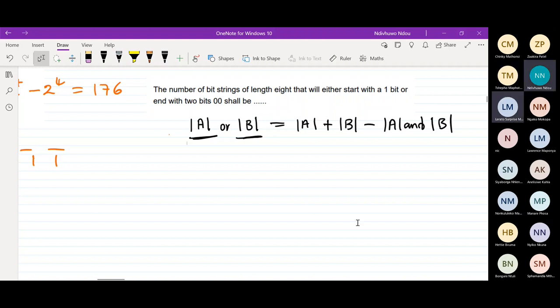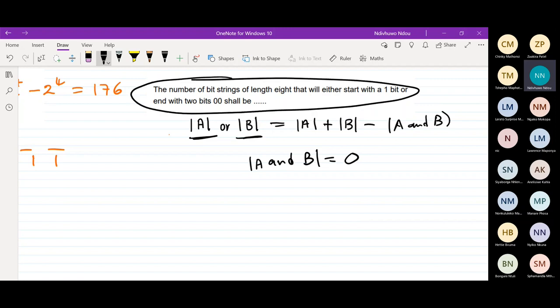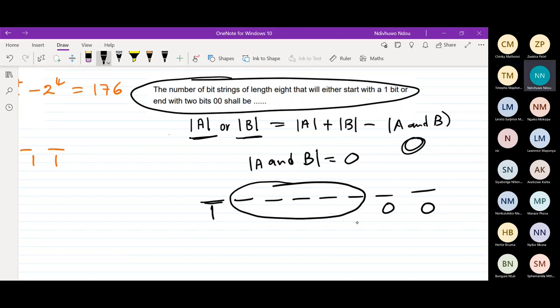But we can't assume it's 0 unless you prove for me that A and B is equal to 0 in this question. Someone can argue that no, it's not 0. What if I start with 1, there must be 8 bits, 1, 2, 3, 4, 5, 6, 7, 8, then I end with 2 zeros? Are you saying the answer of this, which is 2 exponent 5, is 0?